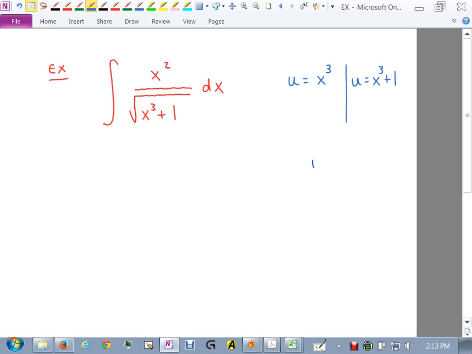Now, what about this? What if I get all gung-ho and say, you know what, I'm not only taking the x cubed and the +1, I'm going to take the square root also.